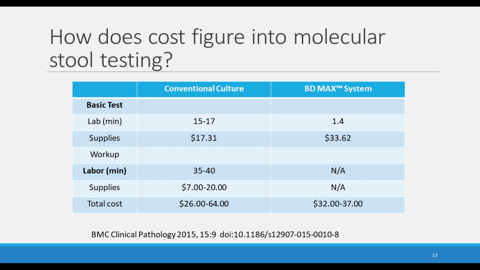So they compared the cost of conventional culture to the cost of using the BD-MAX system for doing molecular testing for enteric bacterial pathogens. And as you can see in the breakdown in minutes, the conventional culture takes far longer. The supplies are also not minimal. We talked about all the plates and different instruments that are required. And then the labor, I think that's the thing that's most outstanding with a conventional culture, is how many minutes it takes to set up. Supply costs and then total cost. You can see when you put all this together that molecular testing really does not increase your costs that greatly.